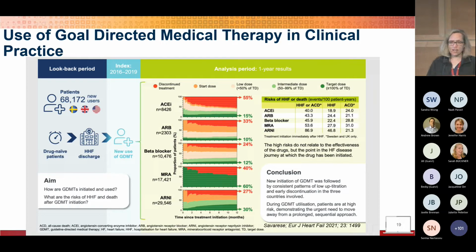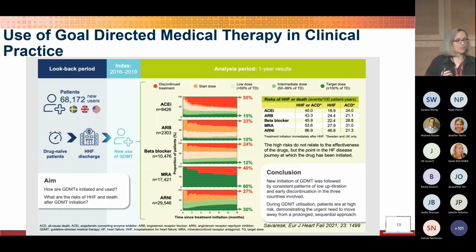Sometimes you get them on the drug and they actually just stop the drug. This was a beautiful study, a multinational study that showed in new onset HFrEF patients at 1 year, if you can believe it, 40% of people stopped taking spironolactone and about 25% of people stopped taking the beta blocker.